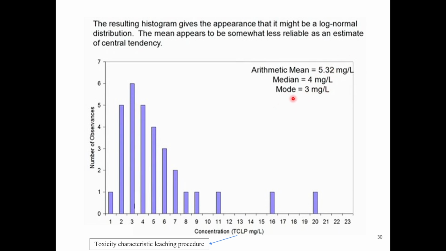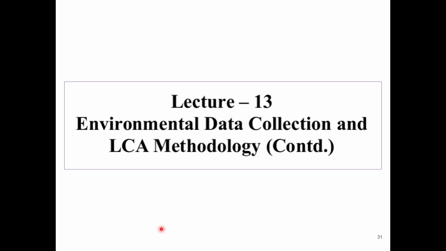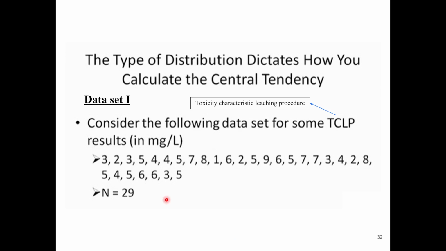Therefore we can say that the mean appears to be somewhat less reliable as an estimate of the central tendency. Now, if we go into more detail, look at the first data set. As we just saw, the frequency of the data set was 29, that is 29 values.